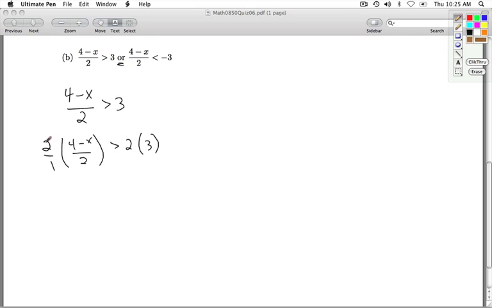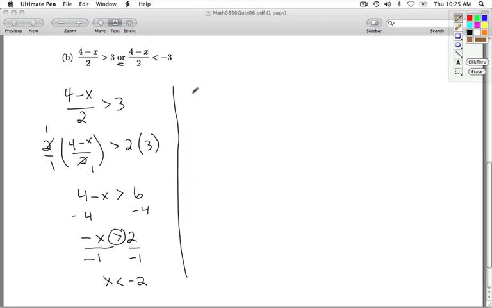On the left-hand side, I can think of the 2 as 2 over 1. Cancel that out. I have 4 minus x is greater than 6. Subtract the 4 from both sides. I have the opposite of x is greater than 2. When I divide both sides by the negative 1, I have to flip that inequality, so I get x is less than negative 2.